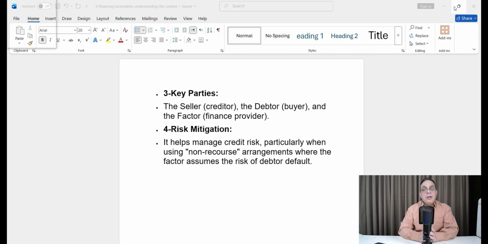3. Key parties in receivable finance. The seller, the creditor, the debtor, the buyer, and the factor, the finance provider. 4. Risk mitigation. It helps manage credit risk, particularly when using non-recourse arrangements where the factor assumes the risk of debtor default.